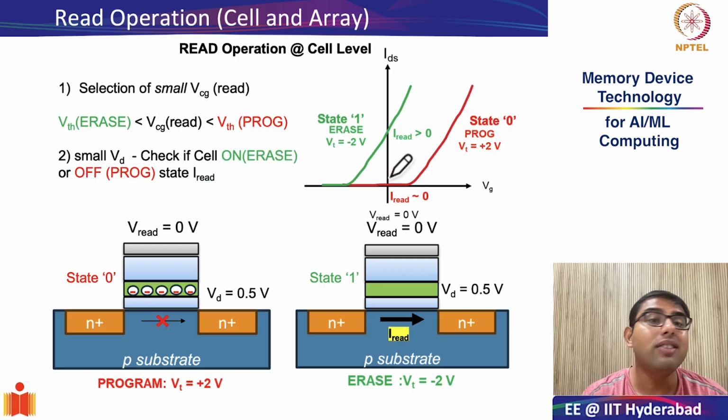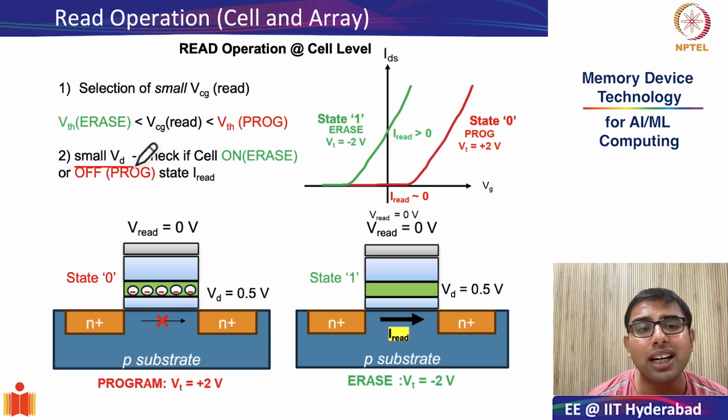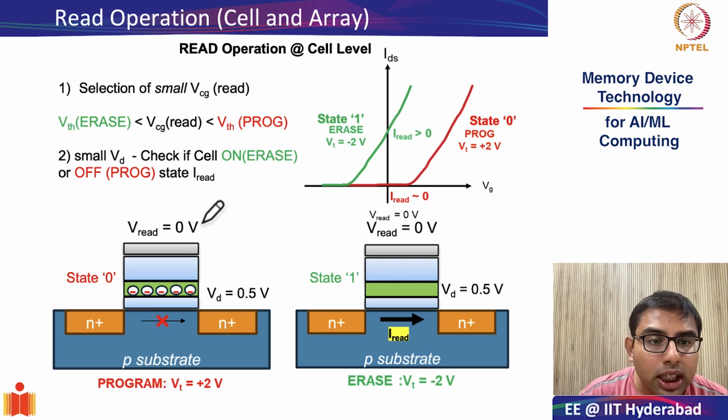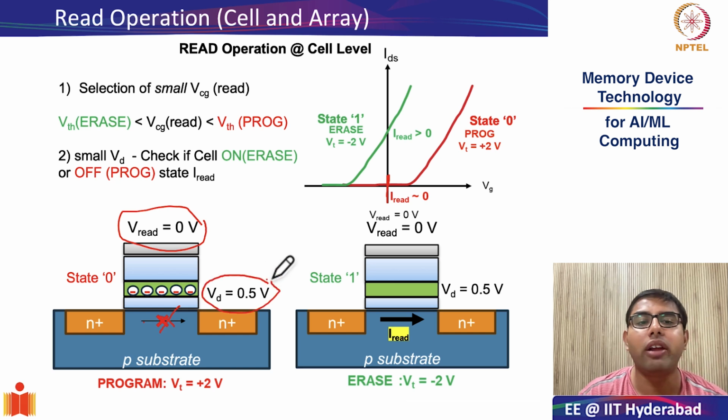So the next thing that we do in the read operation is we apply a very tiny drain bias. Why do we do that? Just to check whether the cell is in on state or off state. Of course, because you had selected the read voltage less than the threshold voltage at program state, in the program state the transistor will be off, and as a result there will not be any current that will flow even if you put a small drain bias.